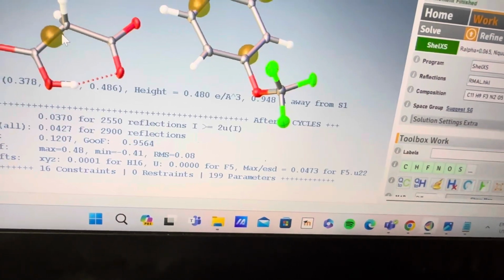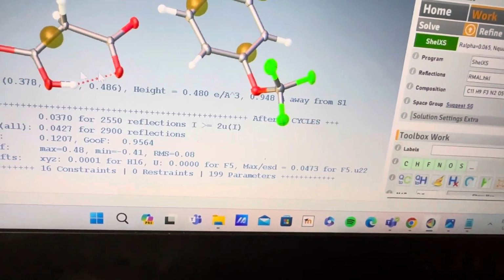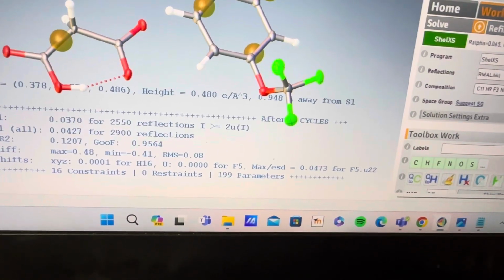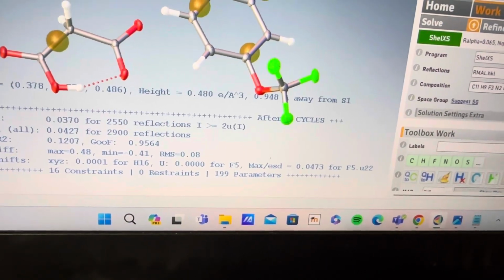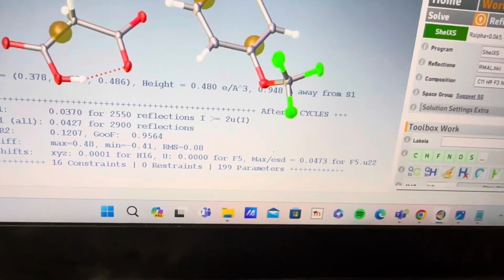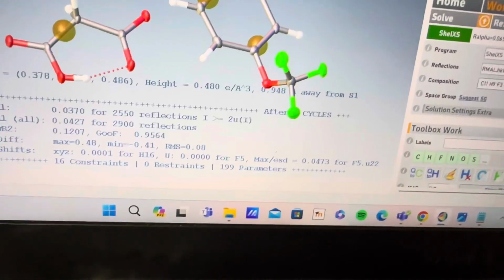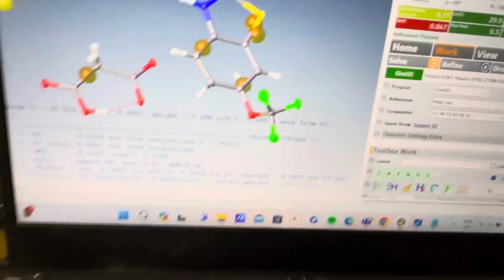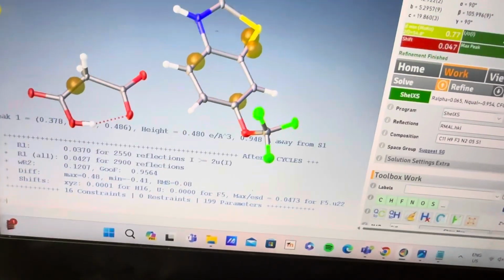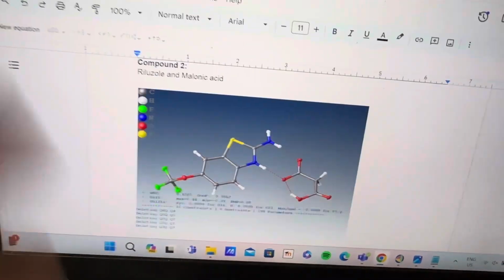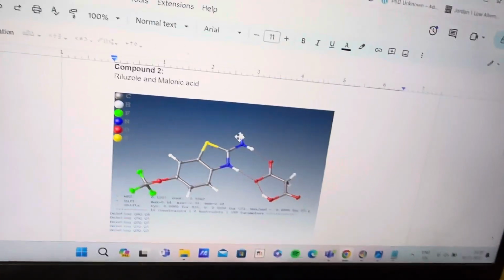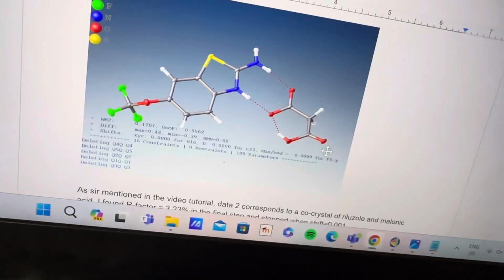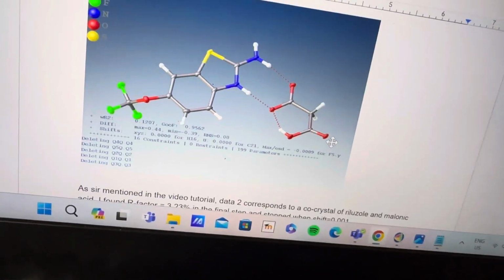A more desirable thing is that this particular malonic acid molecule should be present somewhere around here, near both the amine groups, as you can see here. I couldn't do that because I was just demonstrating in the video. It will take a little bit more time to do carefully, but in my report, when I did it for the first or second time, I actually got this kind of a structure for riluzole molecule and malonic acid.